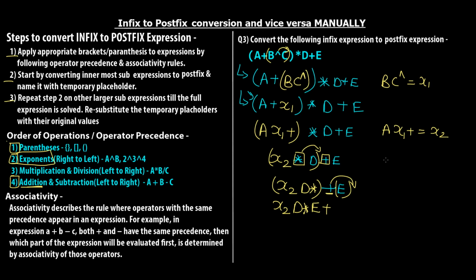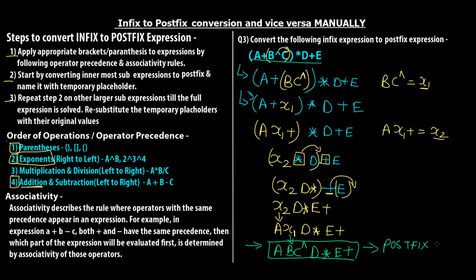So now the only thing left is to resubstitute x2 value. What is x2? We have ax1. So at x2's place, I'm gonna write ax1. Then we have d star e plus, and lastly we have to resubstitute x1's value. What is x1's value? It is bc raised to. So ultimately we are getting a. Then we have bc raised to sign, which is actually the value of x1. Then we have d star e and plus. And this is the final output or result of the conversion of this infix expression to its corresponding postfix format.